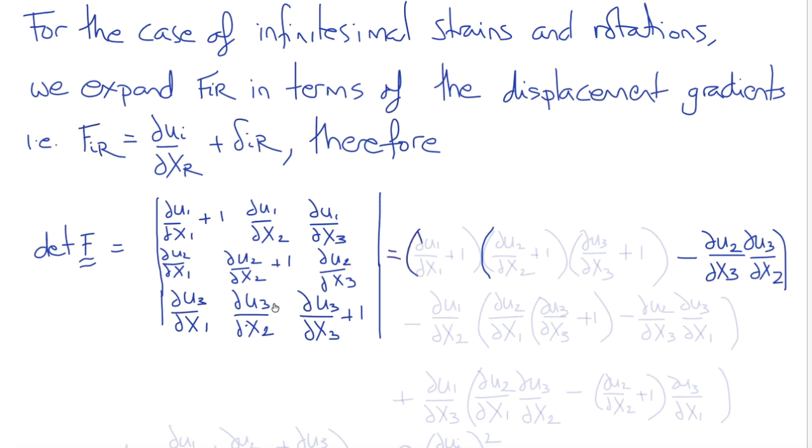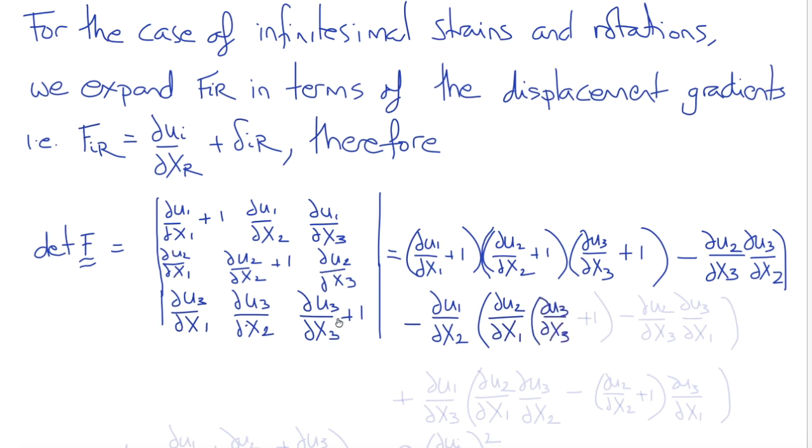So the determinant of this matrix will be del u1 del X1 plus 1, this term here, times the determinant of this submatrix, which is del u2 del X2 plus 1, times del u3 del X3 plus 1, minus del u2 del X3 del u3 del X2, minus this term del u1 del X2 times the determinant of this submatrix, del u2 del X1 times del u3 del X3 plus 1, minus del u2 del X3 times del u3 del X1, plus del u1 del X3 times the determinant of this submatrix, del u2 del X1 times del u3 del X2, minus del u2 del X2 plus 1 times del u3 del X1.